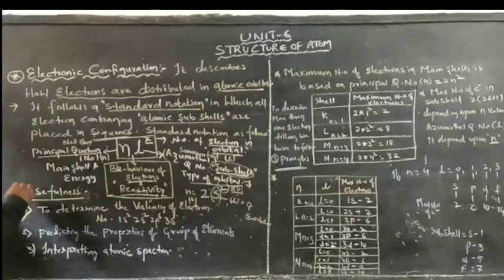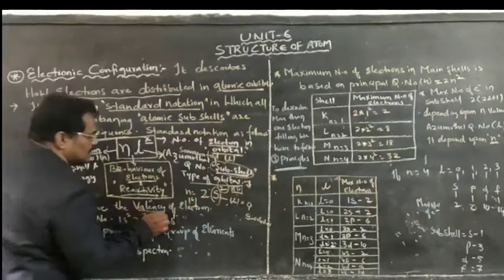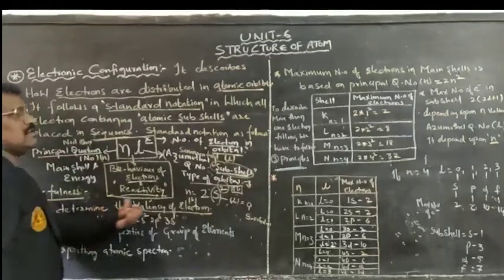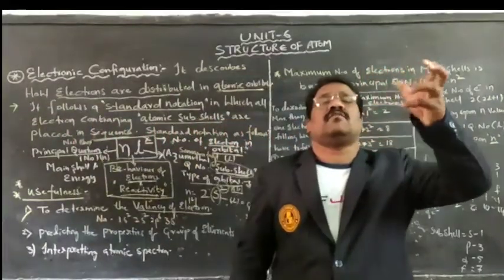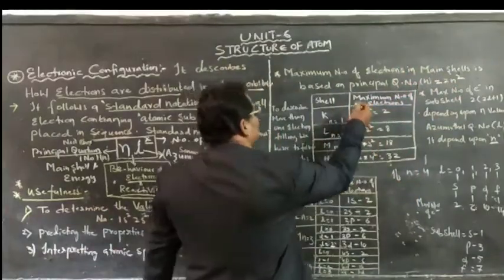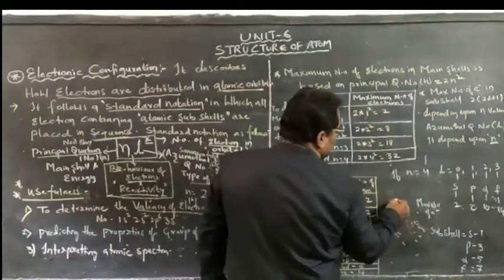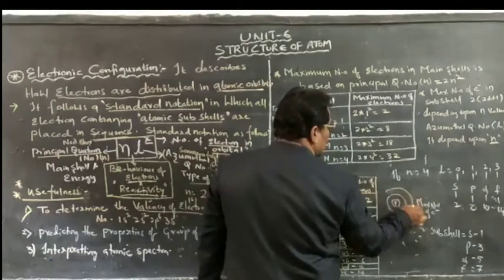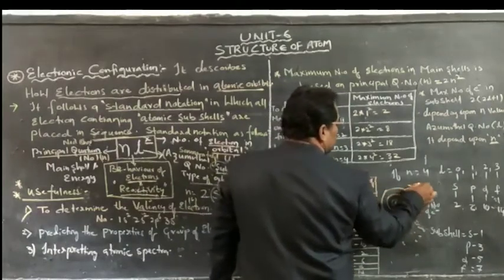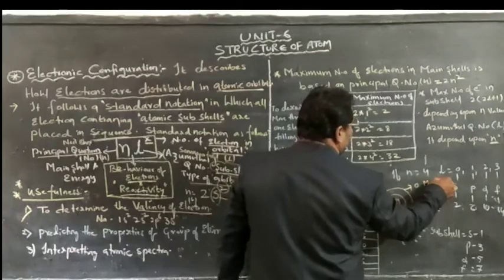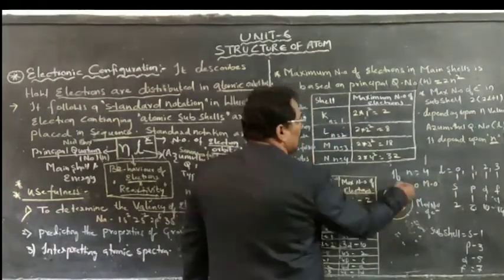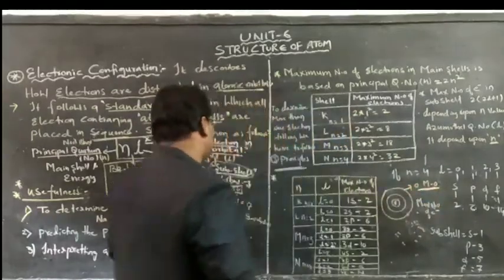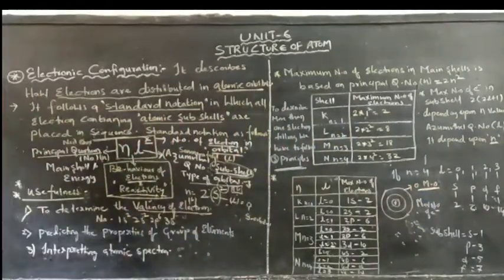This electronic configuration has certain uses. It is used to determine the valency of electrons. What is meant by valency electrons? Electrons which exist in the outermost orbit. If I am taking this as the nucleus, first orbit, second orbit, this is called the outermost orbit. The electrons existing in the valency orbit are called valency electrons.